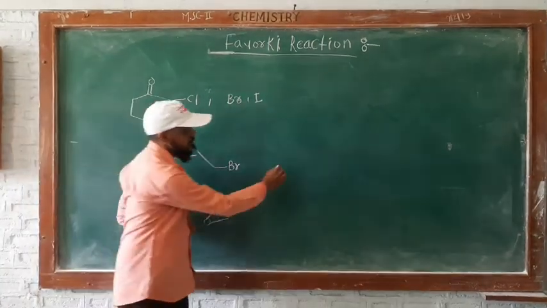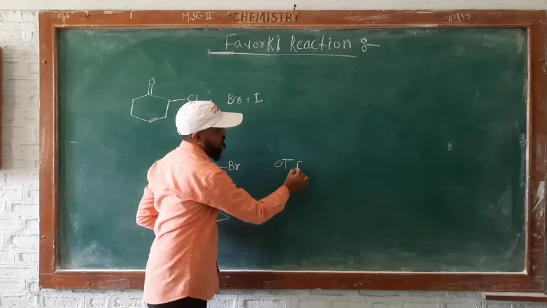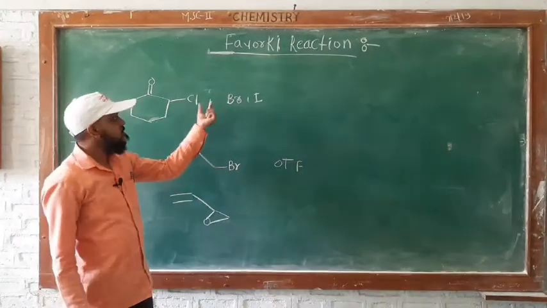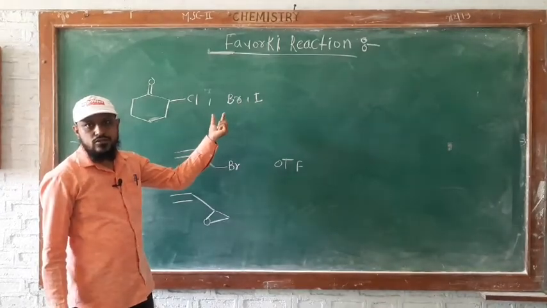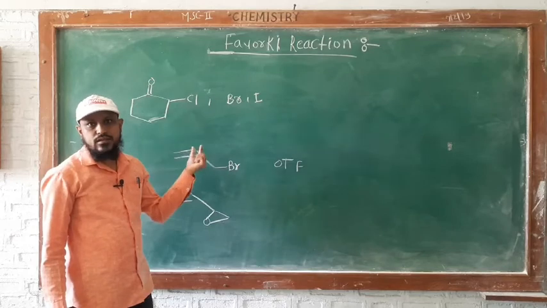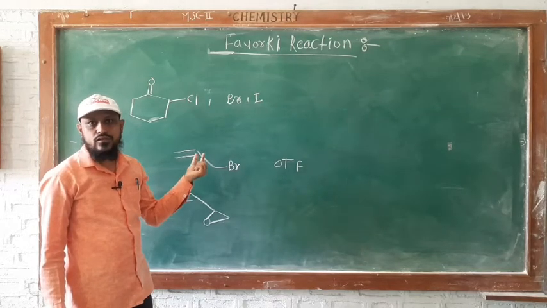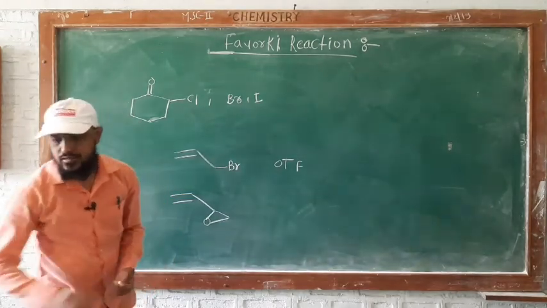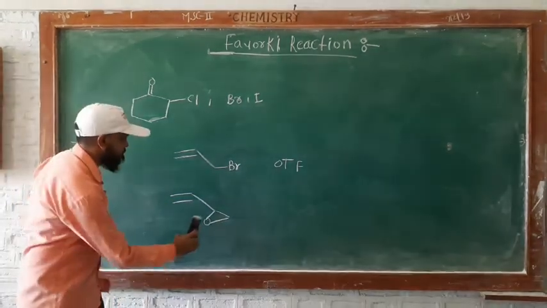We can also use OTf as a leaving group in the Favorskii reaction, instead of the halogen group. So we can take two or three examples by the use of different types of leaving group. We will see one by one.